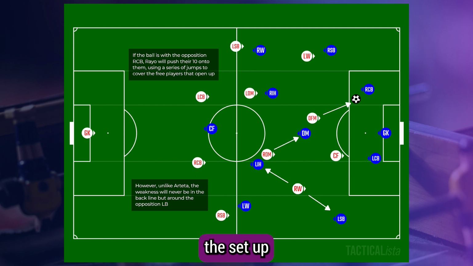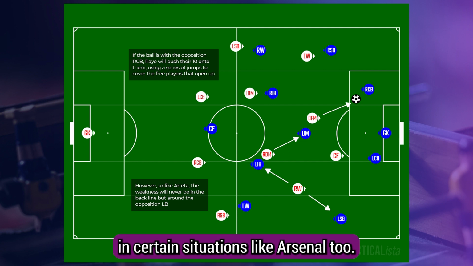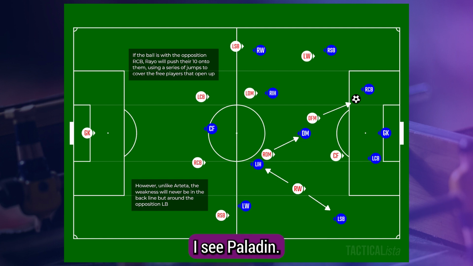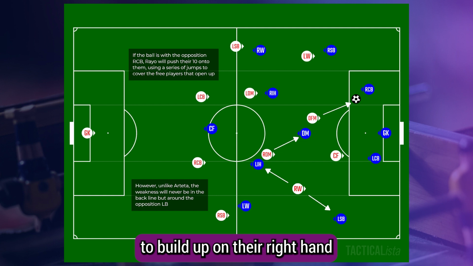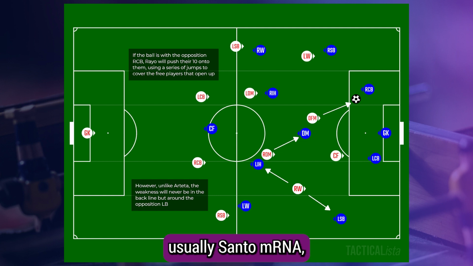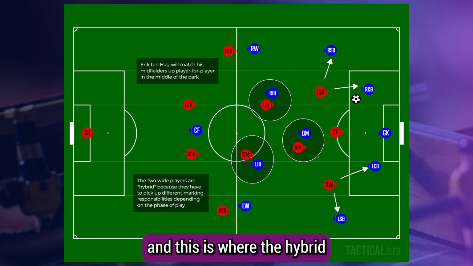As you can see, the setup is similar to Arsenal's, with a chain of jumps in place in certain situations. Like Arsenal, the hybrid player is the RW for Rayo, Isi Palazón. If the opponent tries to build up on their right-hand side, Rayo will jump their 10 onto the opposition RCB, using the right-sided DM, usually Santi Comesaña, to then jump onto the pivot. This leaves the opposition left-sided 8 free, and this is where the hybrid player comes in. Isi will drop onto the free player, leaving the LB unmarked.